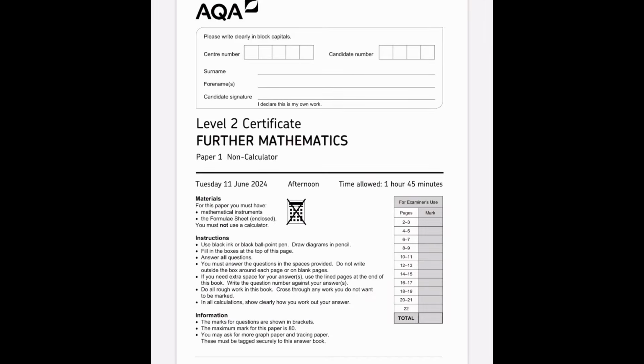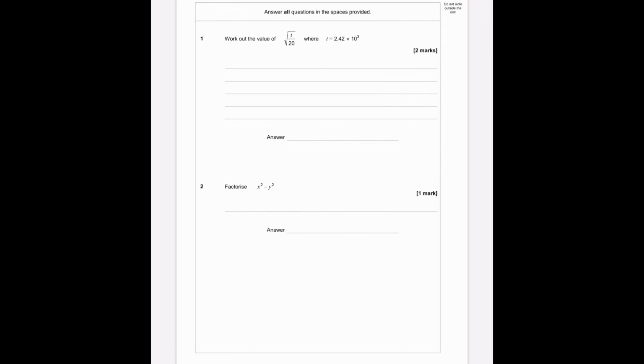This is the AQA Further Maths Level 2 2024 June paper 1, the non-calculator paper.